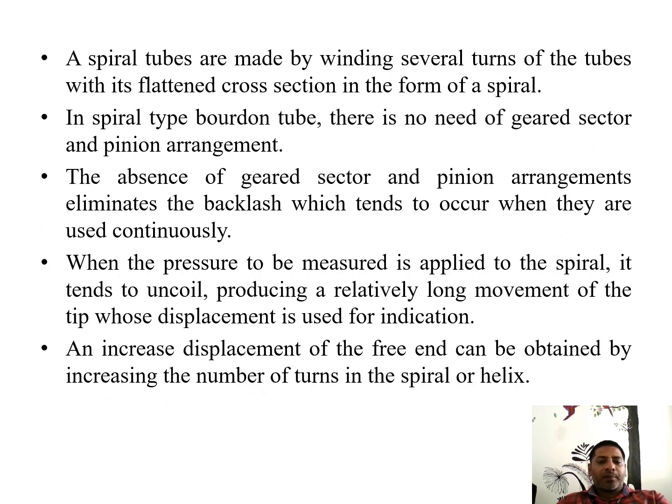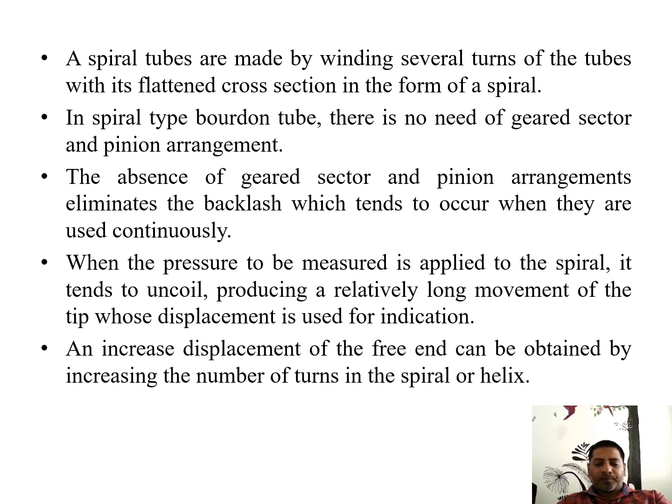The spiral tubes are made by winding several turns of tube, which has a slanted cross-section, in the form of a spiral. In the spiral type Bourdon tube, there is no need of the gauge sector and pinion arrangement. The absence of the gauge sector and pinion arrangement eliminates the backlash which tends to occur when they are used continuously. When the pressure to be measured is applied to the spiral, it tends to uncoil, producing a relatively long movement of the tip whose displacement is used for the indication. An increasing displacement of the free end can be obtained by increasing the number of turns in the spiral or helix types.